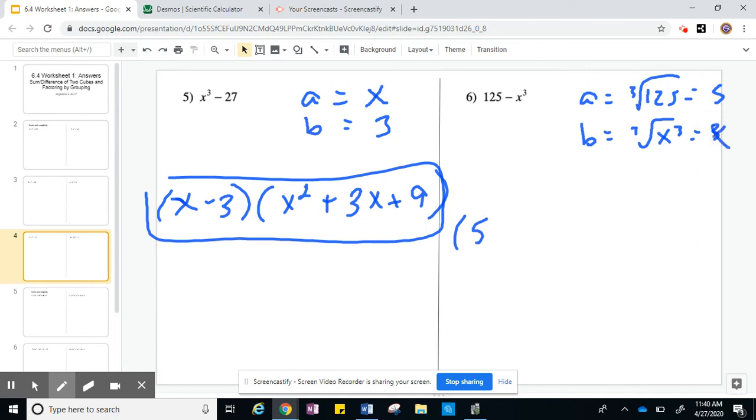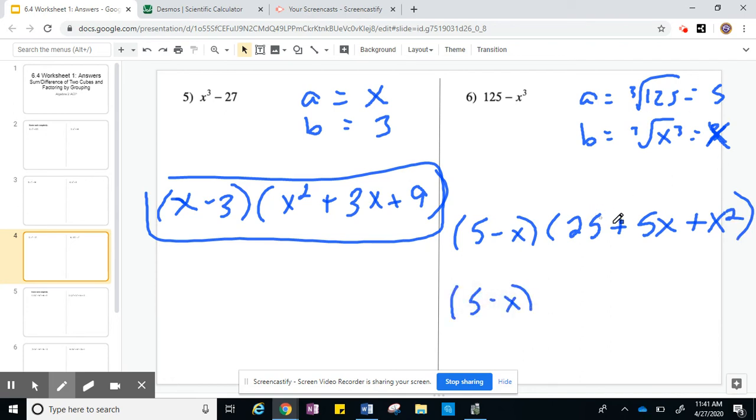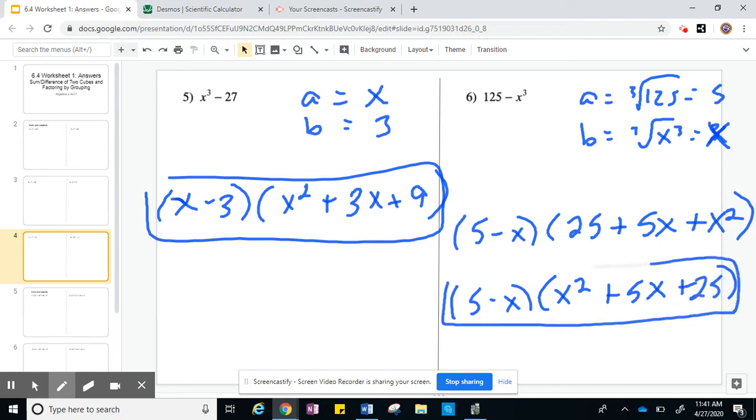So this is going to be 5. Sorry, this should be an x. I don't know why I wrote a 3 there. So 5 minus x times 5 squared, which is 25, plus 5x plus x squared. Now, the only thing I want to change here, the 5 minus x is okay. I don't like that this quadratic has the x squared at the end, so I'm just going to rewrite it this way. I wouldn't mark you wrong if you left it the way it was, but this is just a personal preference of mine. I like it this way.